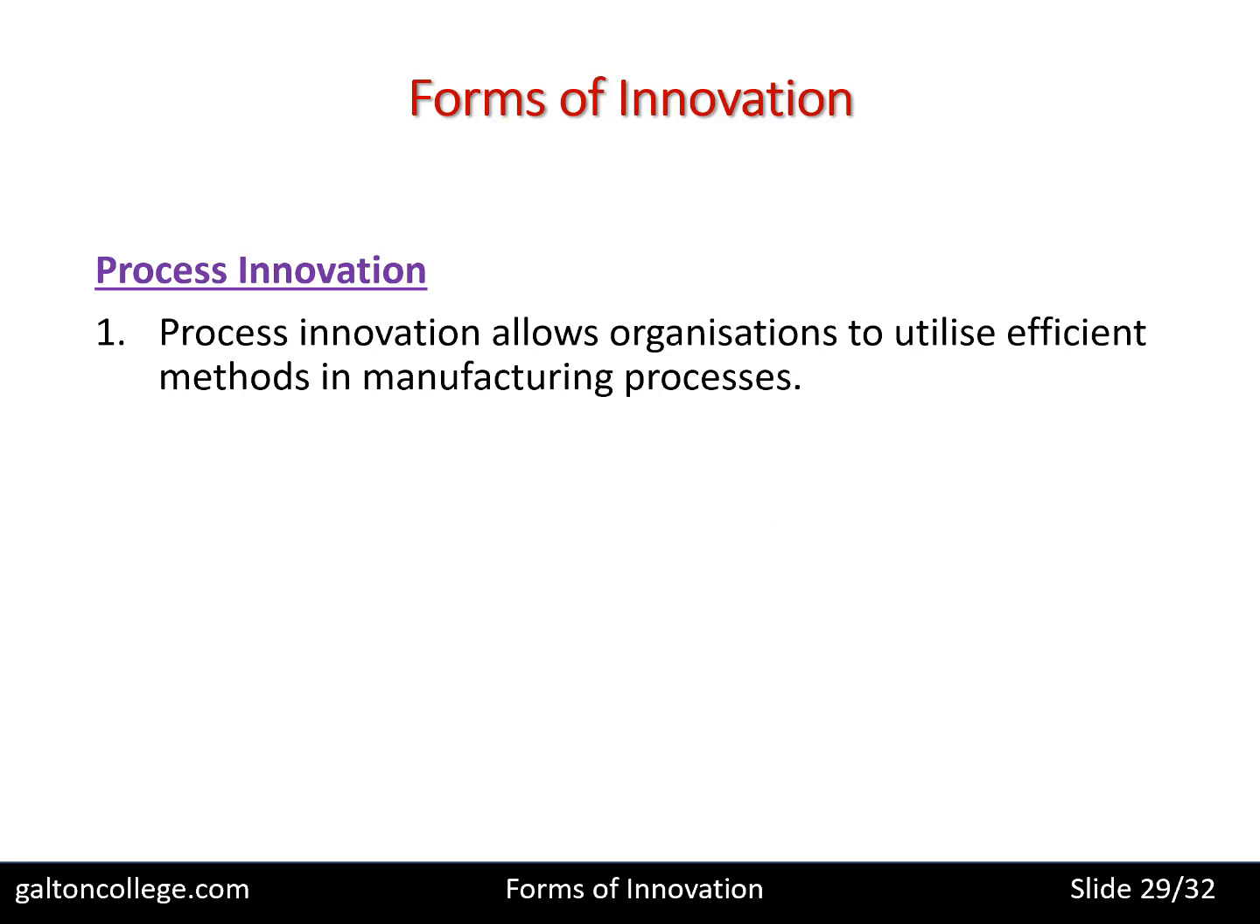Process innovation allows organizations to utilize efficient methods in manufacturing processes. As I said, we think of innovation in terms of the final product, but innovation can happen anywhere. It can happen anywhere throughout the organization. So we live in a world where the manufacturing processes are under scrutiny by innovators. They're looking at the processes to see if they can improve the process, perhaps cut costs, improve the quality, improve the throughput, improve the safety for the workers who are working with the equipment.